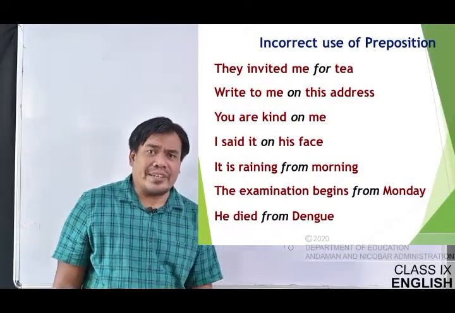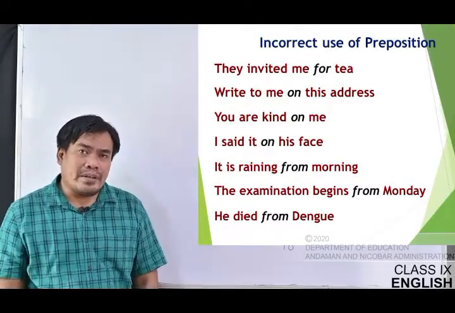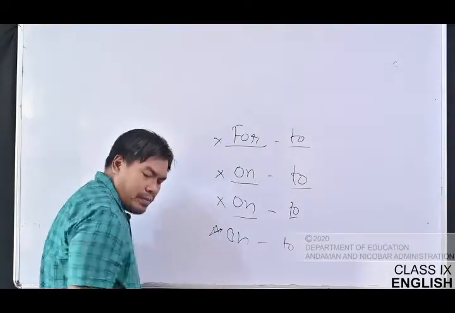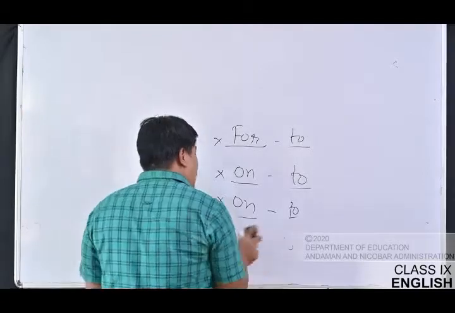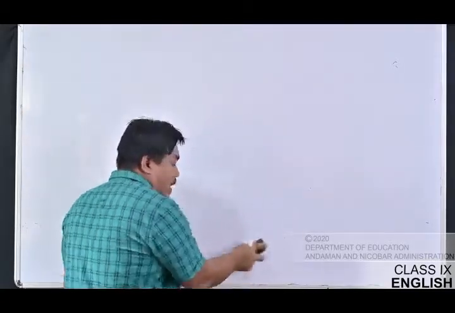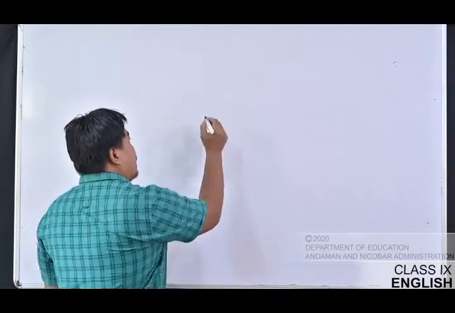Okay, the second one. It's really interesting again. It is raining from morning. What is the word there that is incorrect? It's from. Let me just wipe this for you. The next word, which is there on your slides, is actually from, right? The incorrect one? Okay, so from.